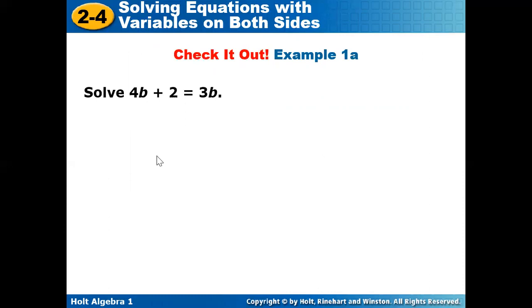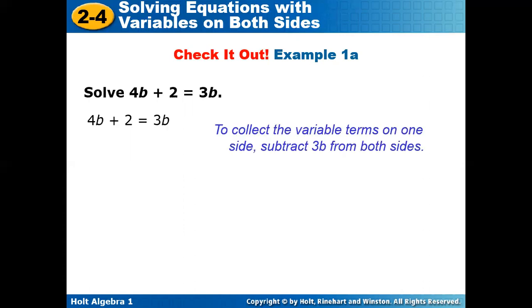So here we go. This is going to be, once again, a multi-step equation. There's a couple of different ways to solve this. In this case, once again, we want to always try and keep our terms positive. So if we're going to move something from one side to the other, we're going to move the smaller coefficient, remembering that the coefficient is the number that is attached to the variable. So we're going to subtract 3b from both sides.